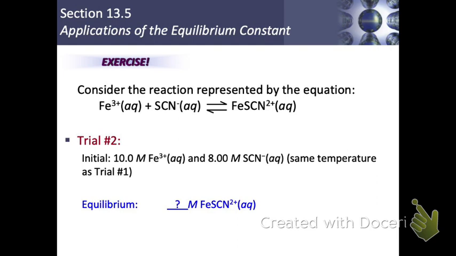This one says it's the same reaction. So my second trial of this reaction has different initial concentrations, and it says it's at the same temperature. The same temperature part of this is really key, because what does that mean can be the same for me? My K value is the same. Very good. So at the same temperature, I know my K is equal to 0.333, and that's going to come into play a little bit later.